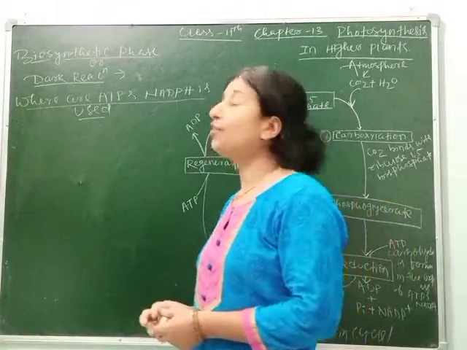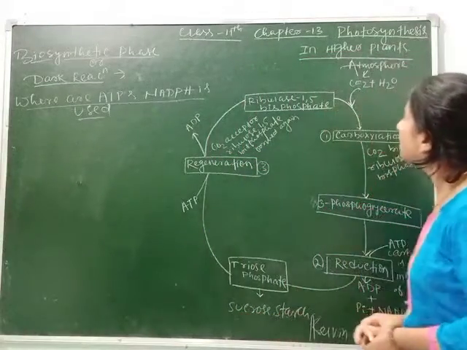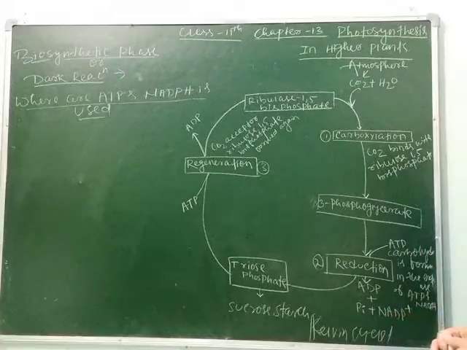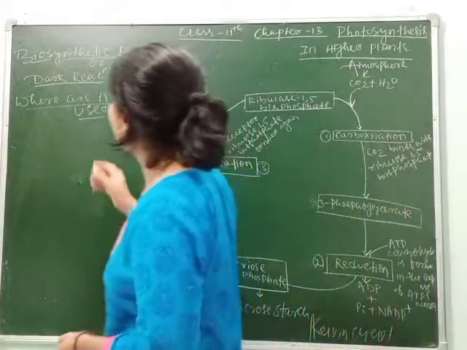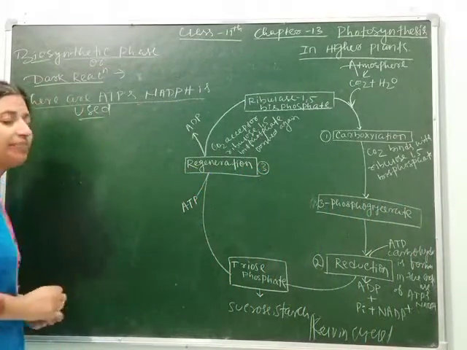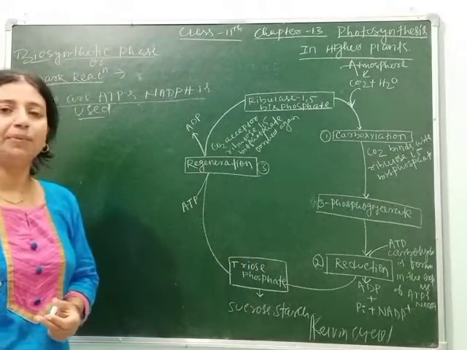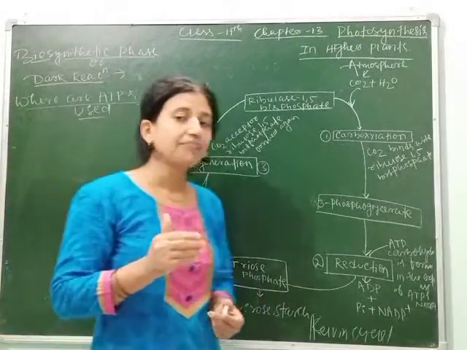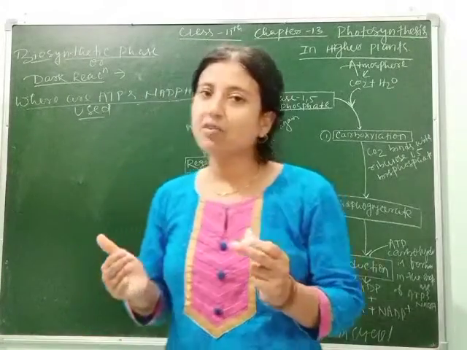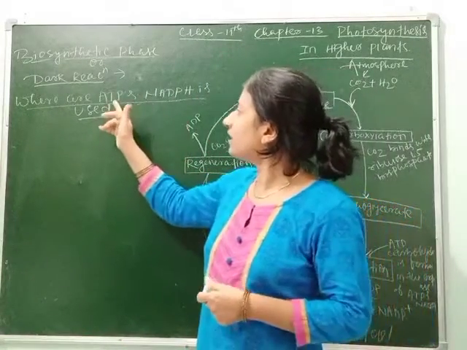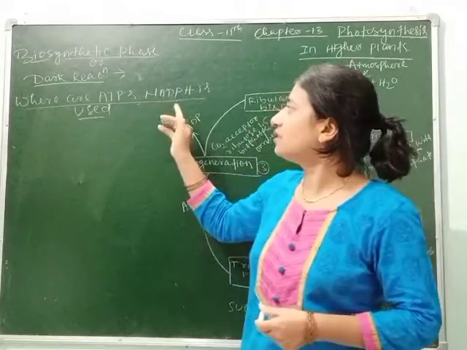Students, let's continue our chapter 13 of class 11, that is photosynthesis in higher plants. And today we will study where ATP and NADPH are used. As we have studied, during photosynthesis, ATP and NADPH are formed. And in this topic, we will know where this ATP and NADPH is used.